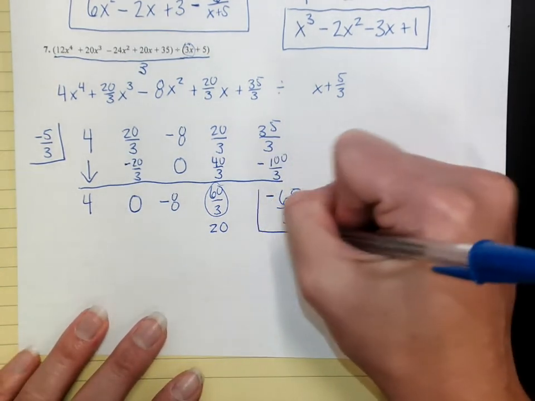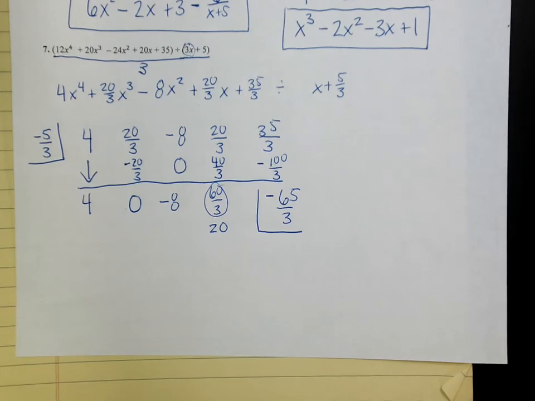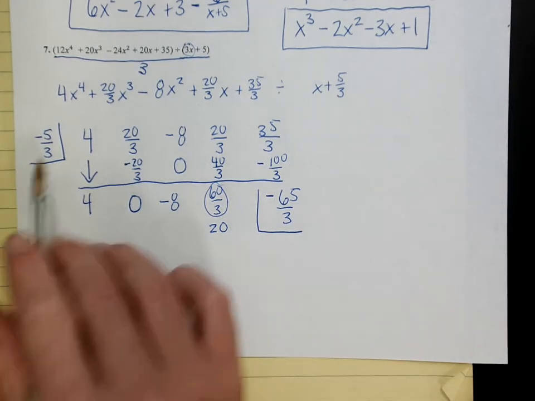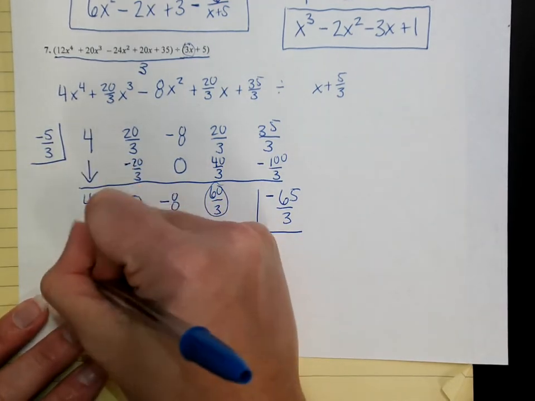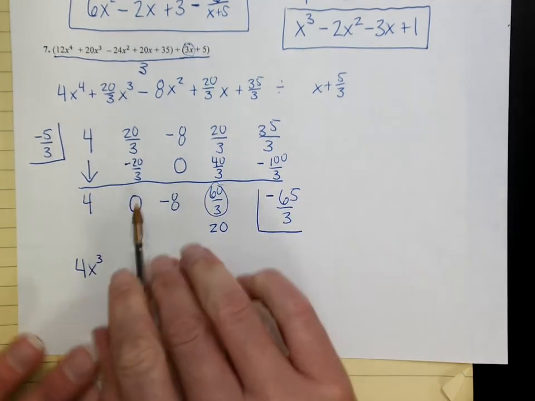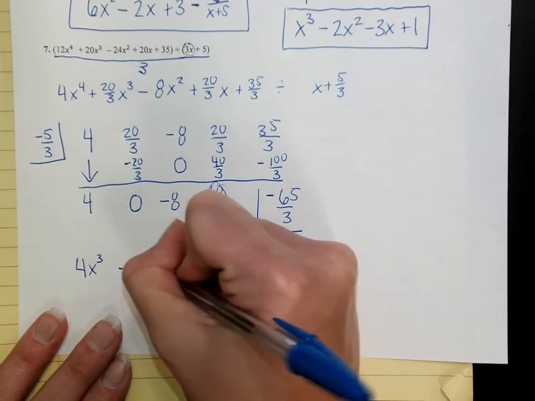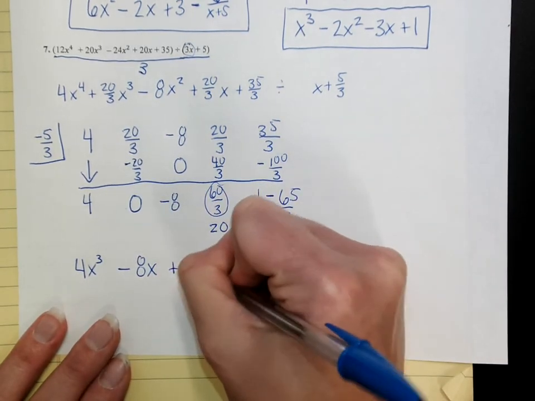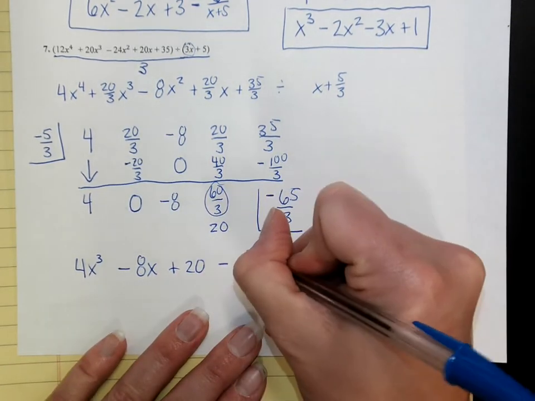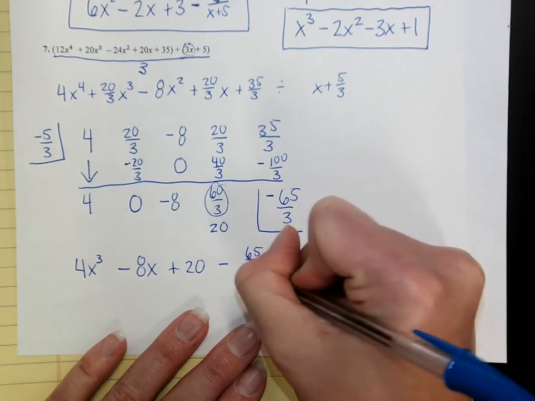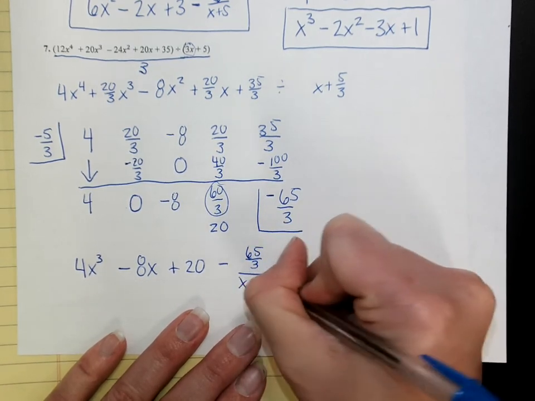Now we plug back in our x's. Again, this is your remainder. When I plug my numbers back in, again, I'm going to start with an x to the 3rd. So that's a 4x to the 3rd. A 0x squared, so I'm not going to write it down. Minus 8x plus 20 minus 65 over 3 over x plus 5/3.